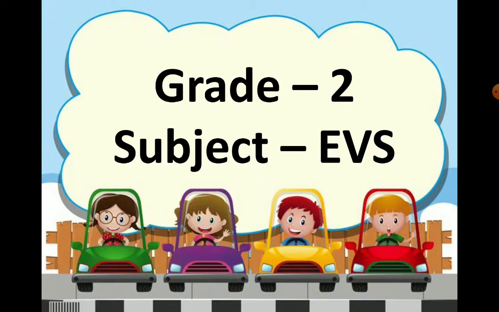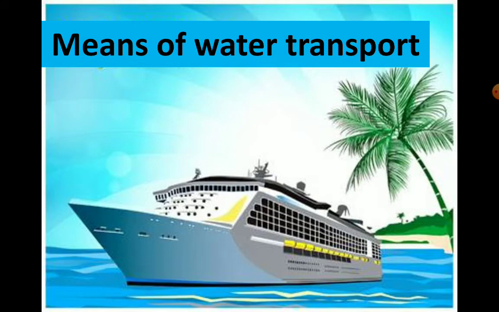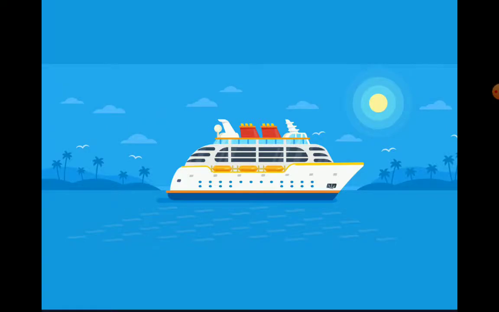Okay, first let us learn about water transport, that is, means of water transport. Now, give me an example for water transport, that is the vehicle or the transport which we can see moving in the water. For example, it is a ship. You can see in the picture. Yes, it is ship. Okay.